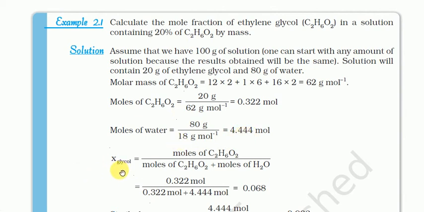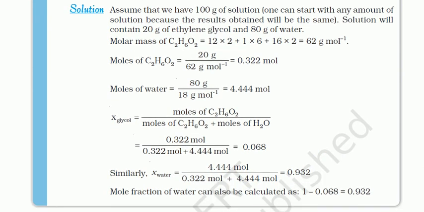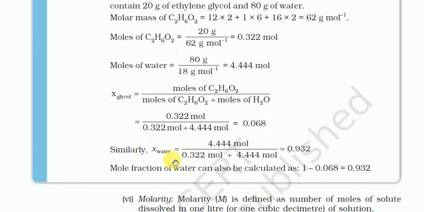For ethylene glycol, the mole fraction is moles of C2H6O2 divided by moles of C2H6O2 plus H2O. Here 0.322 divided by 0.322 plus 4.444 gives the overall fraction 0.068. Similarly for water, the mole fraction can also be calculated as 1 minus 0.068.